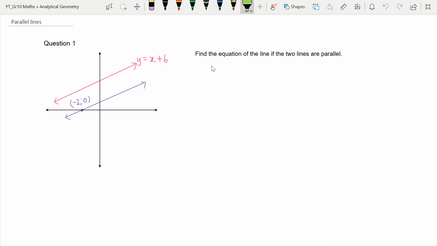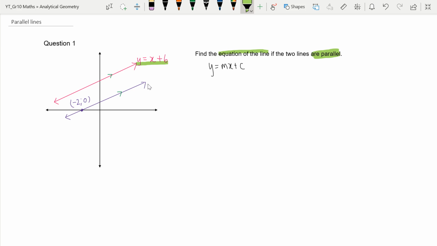So if we read there, it says, find the equation of the line, and you need to know what the equation of a line will look like. Well, our standard form is y is equal to mx plus c. All right, if the two lines are parallel, they give us that these two lines are parallel to one another. So we have got the equation of this line, so that's clearly not the one that we need to find. So we need to find the equation of this purple line.